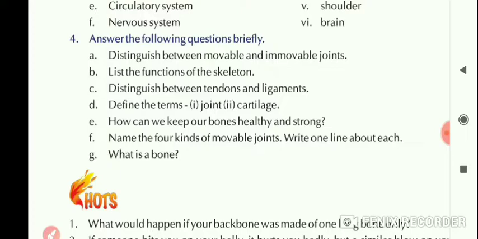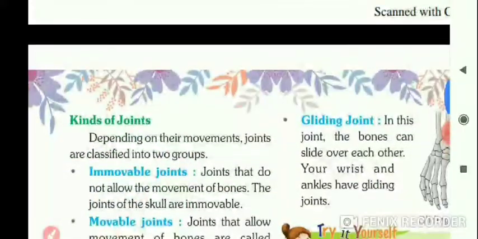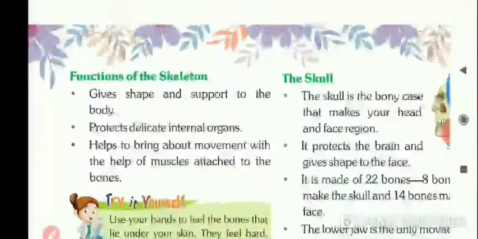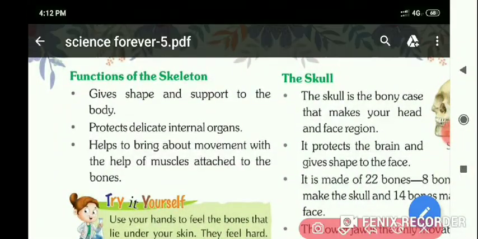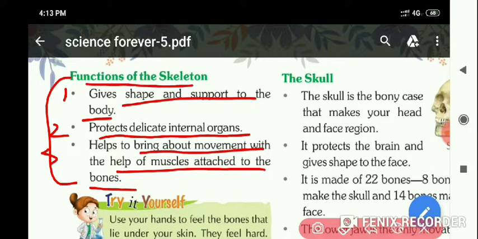Now move to question number 2, part B. List the functions of skeleton. So for this answer, move to page number 15. Here it is given functions of skeleton. Number 1, gives shape and support to the body. Number 2, protect delicate internal organs. Number 3, help to bring about movement with the help of muscles attached to bones. So these 3 points are the functions of skeleton. That is answer number 2.